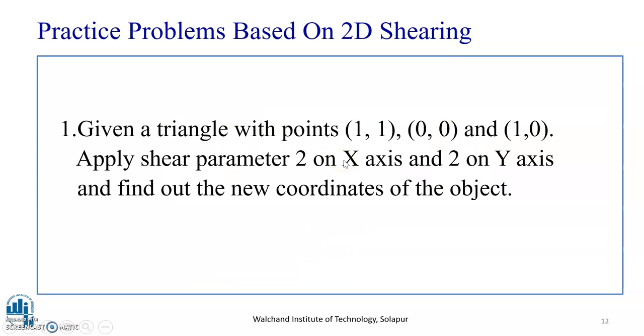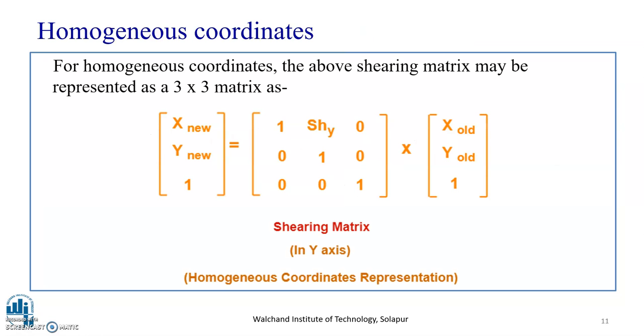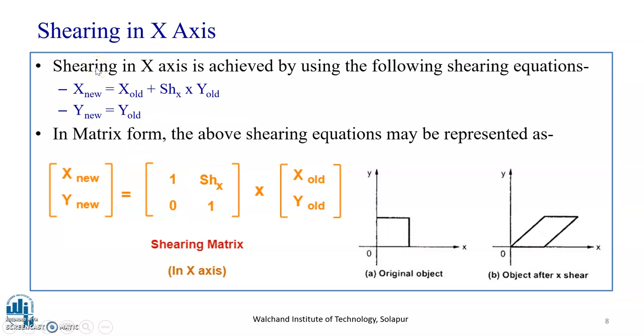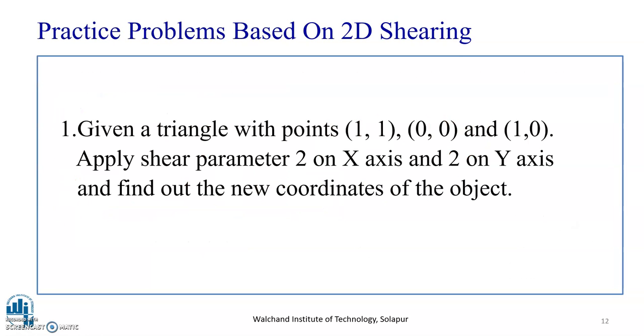Now that you have understood the concept of shearing and the representation of shearing in x-axis and y-axis as shown in this matrix form, we will now solve a practice problem based on 2D shearing. Given a triangle with points (1, 1), (0, 0), (1, 0), apply shear parameter 2 on the x-axis and 2 on the y-axis and find out the new coordinates of the object.